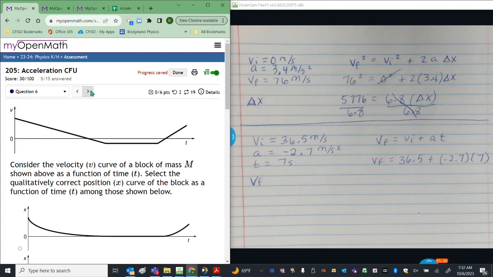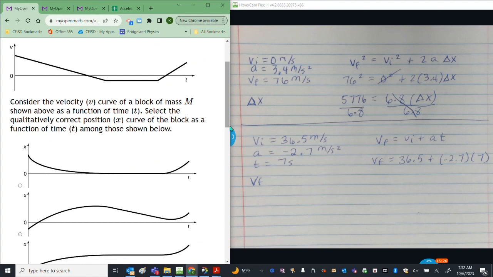All right, number 6, graphs. I know it's your favorite. I know you'll love the graphs.